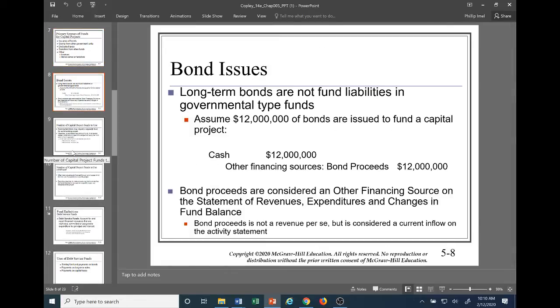So let's just talk about if we actually did issue a bond or issue bonds out of a capital projects fund. So what's that going to look like? So we know long-term bonds are not fund liabilities in governmental type funds because they're liabilities in government-wide statements, right? So let's just assume that the capital projects fund issued $12 million worth of bonds, right, to fund a capital project. So the capital project fund is going to make this entry right here.